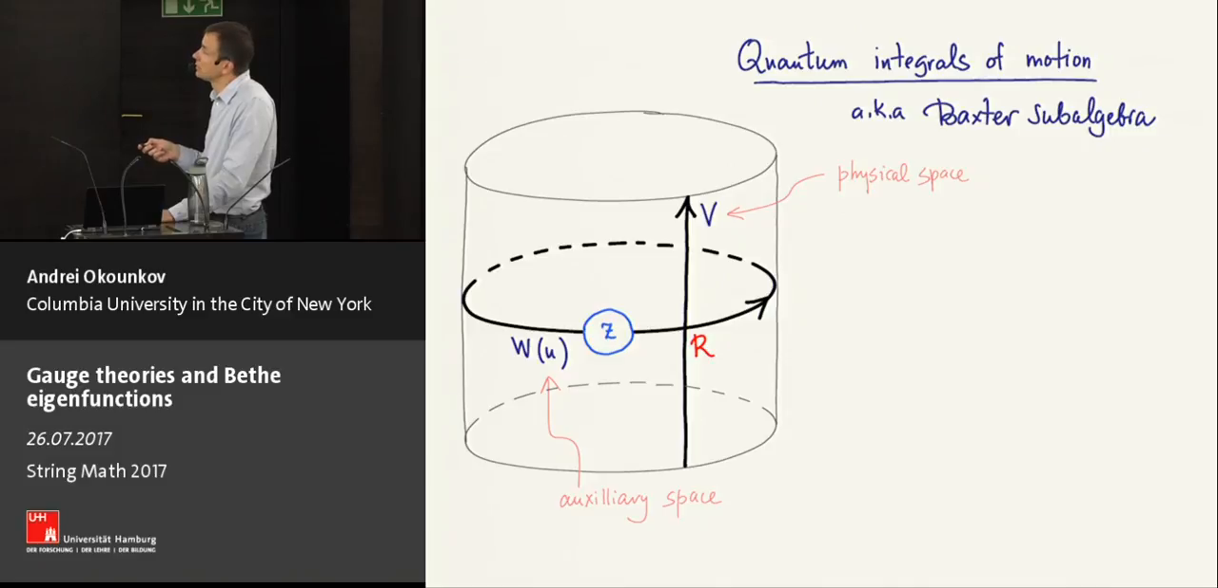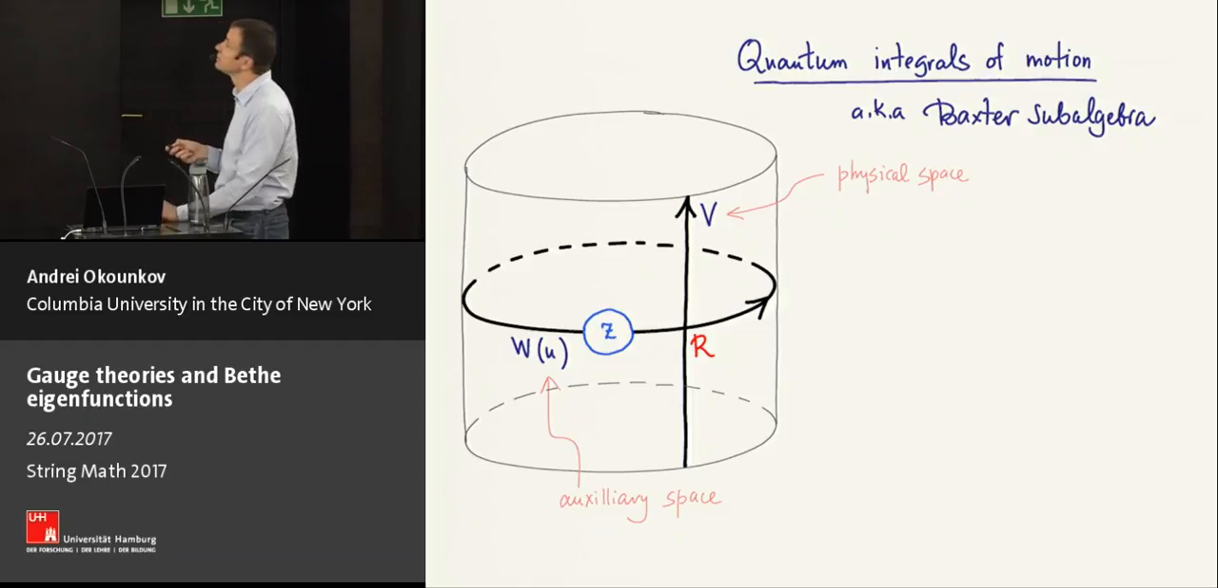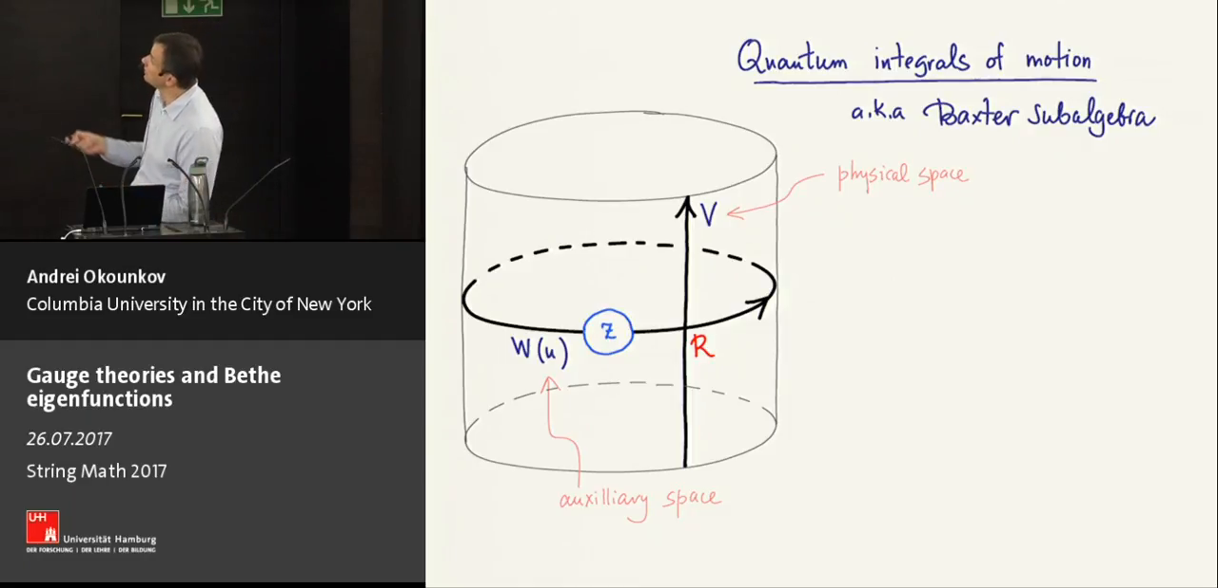So that auxiliary representation W has its own evaluation parameter U. And I'll braid it. I put this R matrix between the physical space V and the auxiliary space W. And then this circle here means I take the trace over W. Before I take the trace, however, I can act by some operator Z, which I'll specify in a second. And so I'm taking the trace over auxiliary space, so I'm getting an operator.